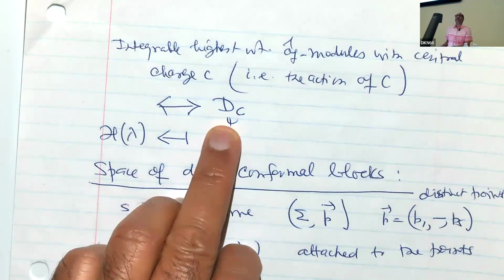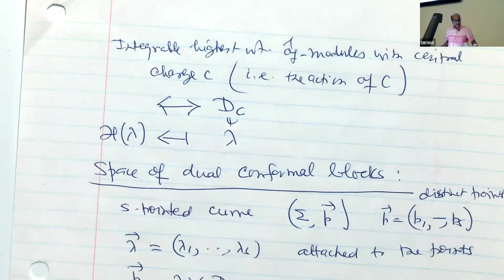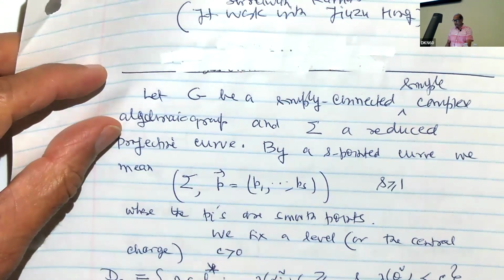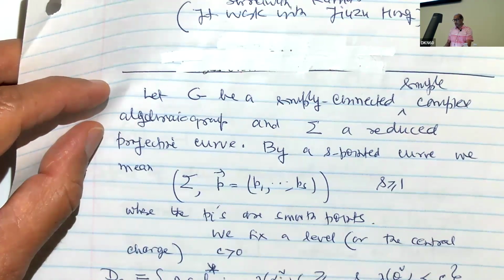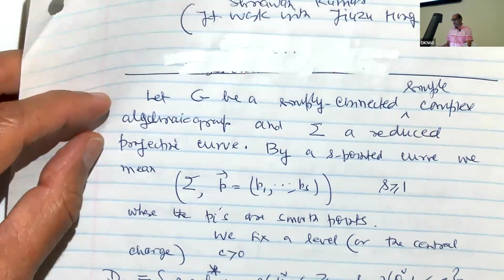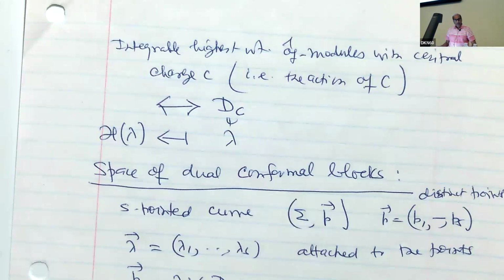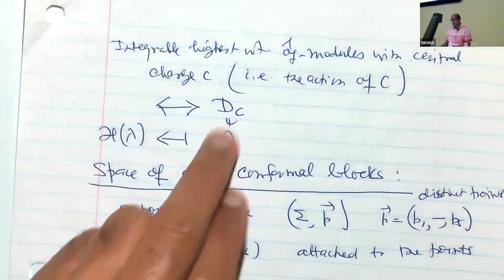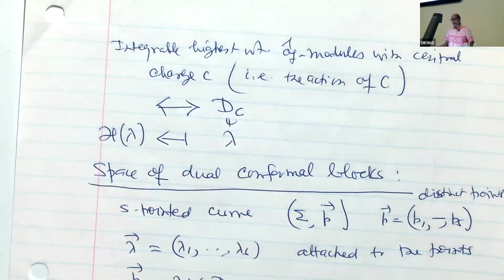So this set D_C, which I defined here, consists of those weights that are dominant integral weights together with the requirement that lambda of theta check is at most C. So this set D_C exactly parameterizes the integrable highest weight modules of G hat with central charge C.